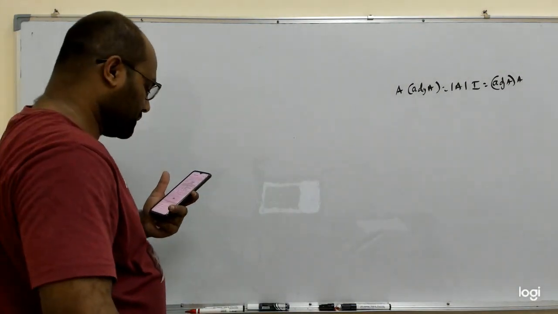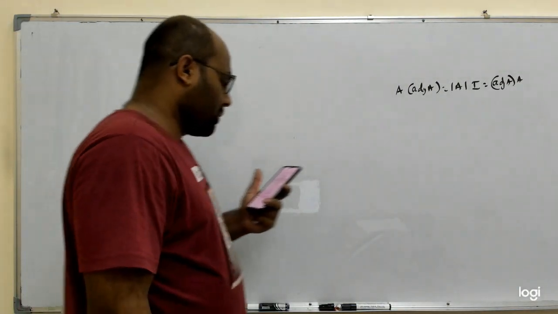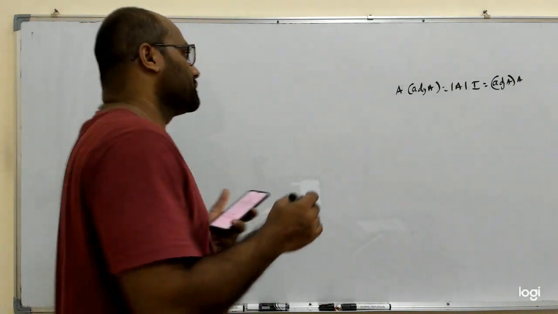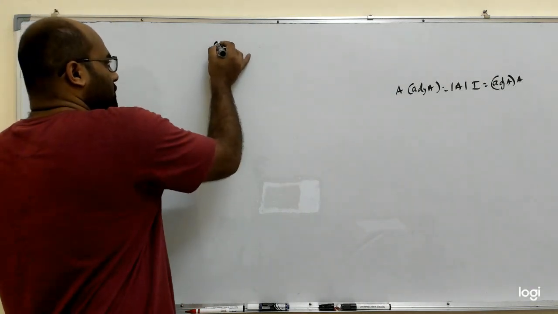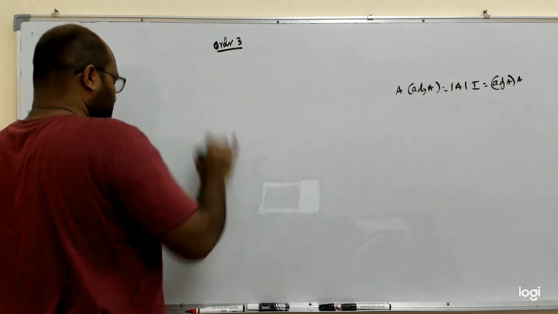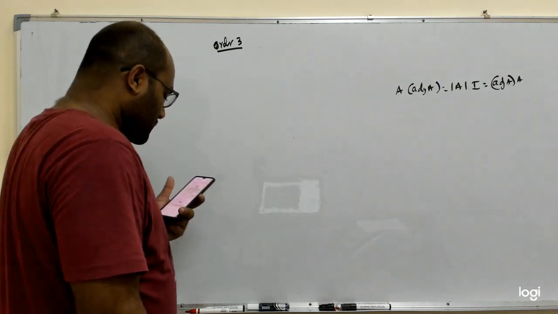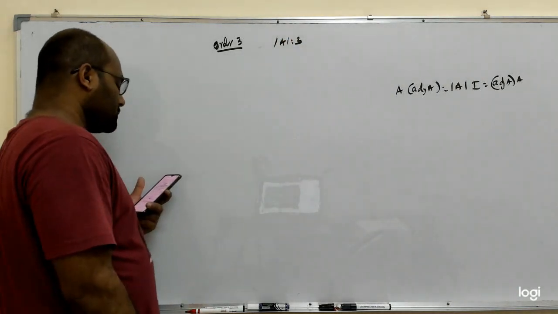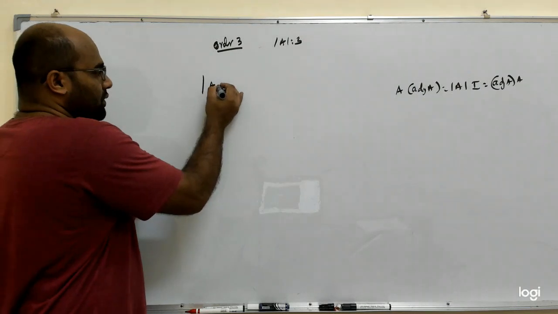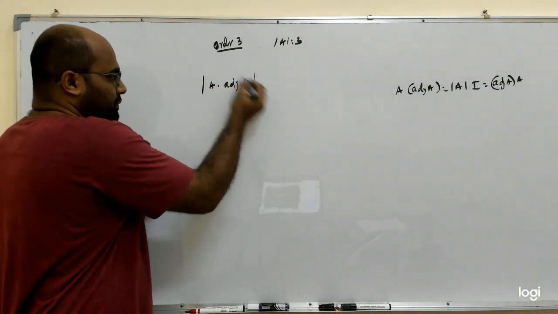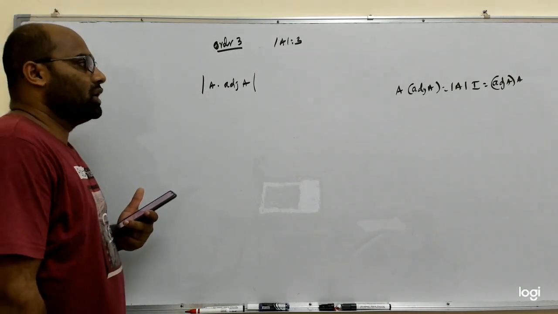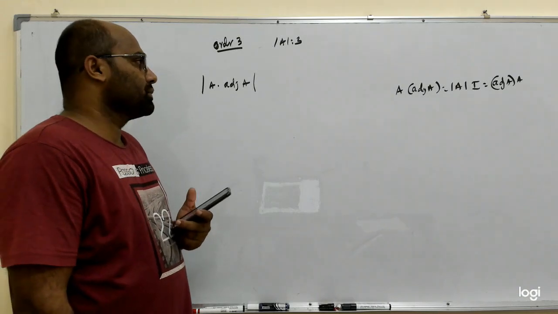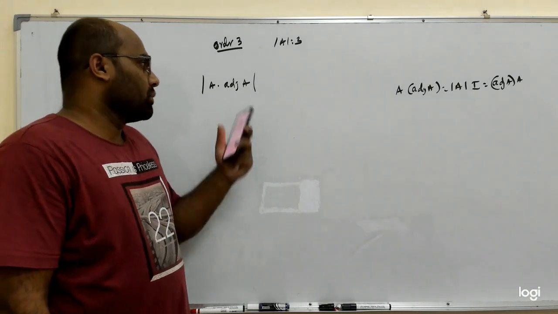Next question. If A is a square matrix of order 3 and determinant A equal to 3, then find determinant of A into adjoint A. This is the question. That we want to find.